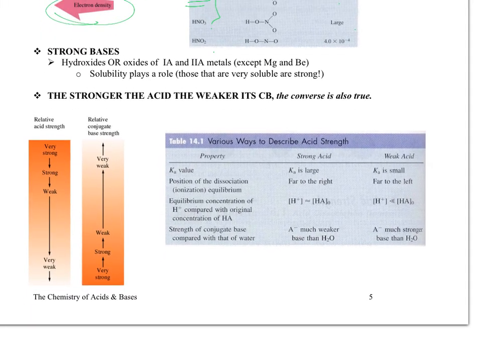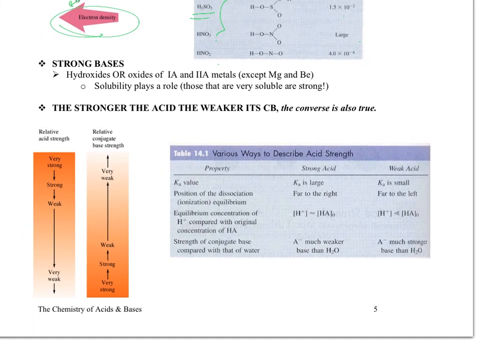Moving on to the strong bases, I already kind of talked about this. With a strong base, the hydroxides of the 1A or 2A metals, with the exception of magnesium and beryllium, are going to be very, very strong. I think I called those acids. I'm sorry, strong bases are considered hydroxides. So any 1A or 2A metal hydroxides are going to be very, very strong.